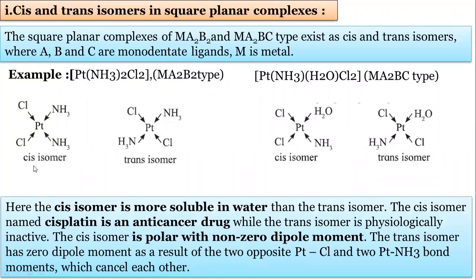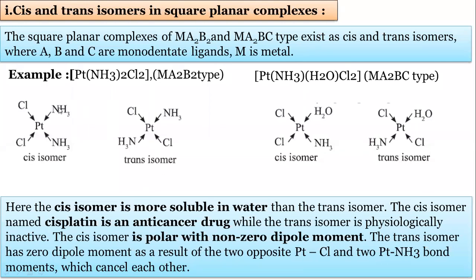Now the properties of cis and trans isomers are completely different, remember. So the cis isomer is more, so we were discussing this. This is cisplatin. We are discussing the properties of cisplatin out of the cis and trans. This cis isomer is more soluble in water than this trans isomer. Also, the cis isomer is called cisplatin, which is an anti-cancer drug, while this trans isomer is non-active. It is biologically non-active. It is physiologically also non-active.